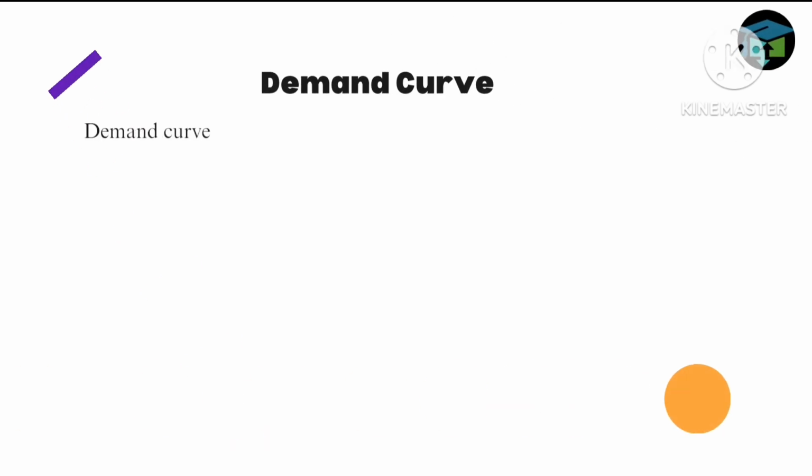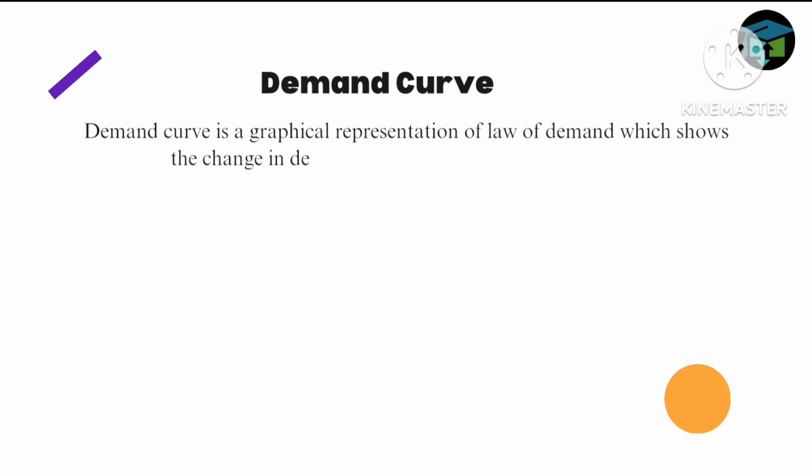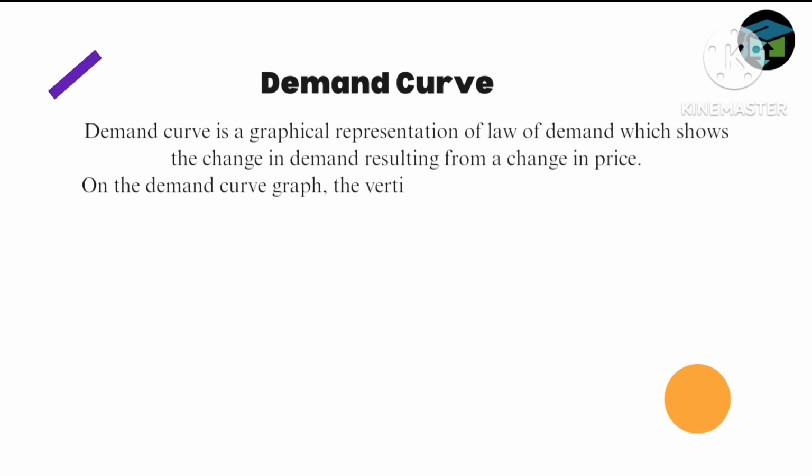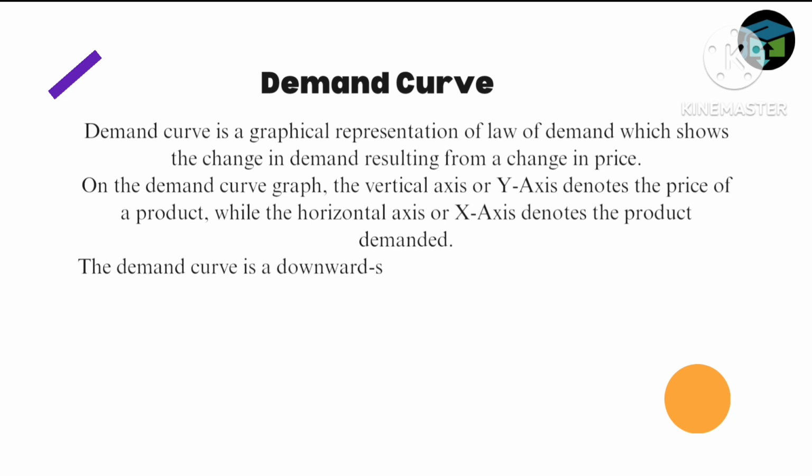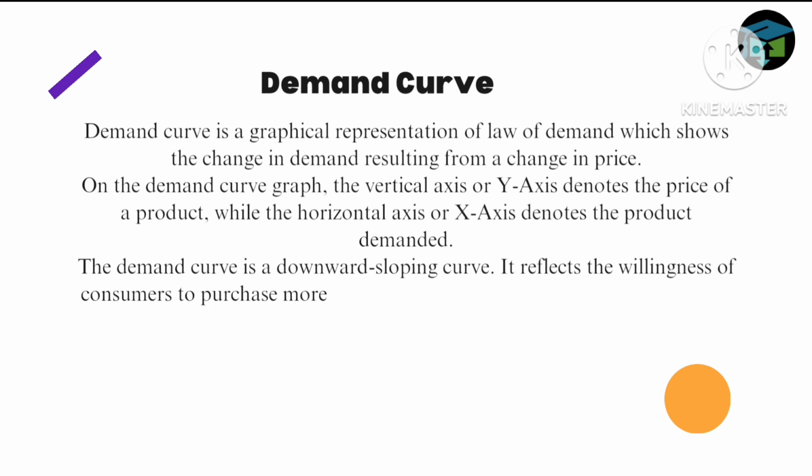The demand curve is a graphical representation of the law of demand, which shows the change in demand resulting from a change in price. On the demand curve graph, the vertical axis or y-axis denotes the price of a product, while the horizontal axis or x-axis denotes the product demanded. The demand curve is a downward sloping curve. It reflects the willingness of consumers to purchase more of a product at lower price levels.